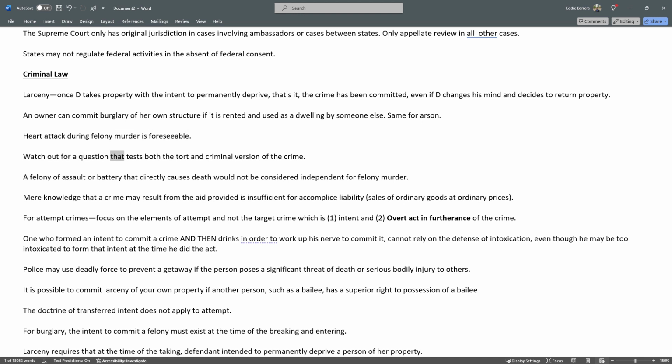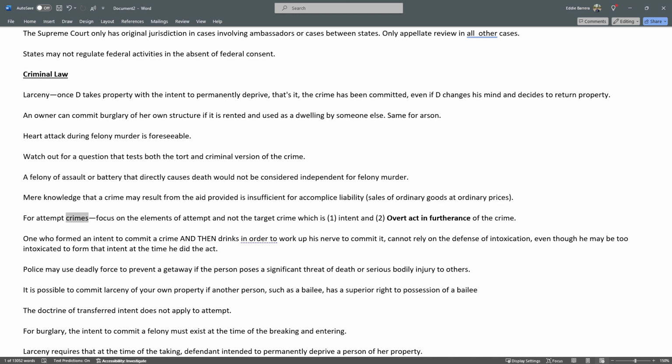Watch out for a question that tests both the tort and criminal version of the crime. A felony of assault or battery that directly causes death would not be considered independent for felony murder. Mere knowledge that a crime may result from the aid provided is insufficient for accomplice liability, such as sales of ordinary goods at ordinary prices.